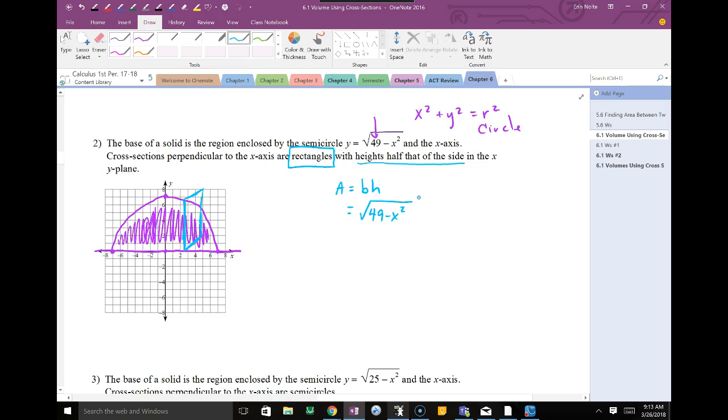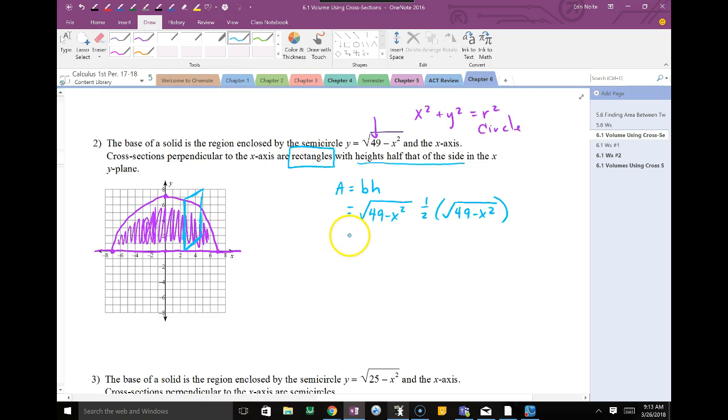So now, what is my height? Remember, my height is half of that. So how would I represent that height? You guys, shh, listen. Okay, so my height would just be 1/2 times the base, right? So 1/2 times that base. Does everybody follow where I got that?